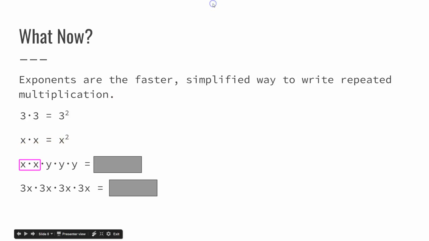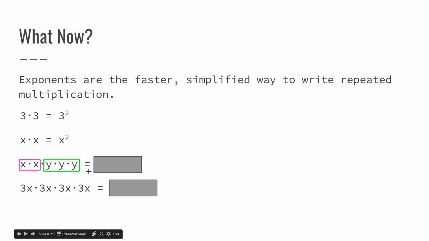And then we have a bunch of Y variables. Those are all like terms that can also be written separately. And we have 3 of them. So think about how in the world would you write that with exponents? We have 2 X's and we have 3 Y's being multiplied.